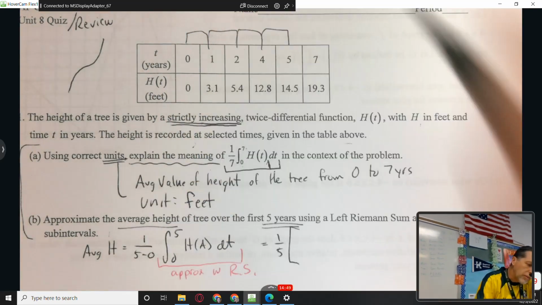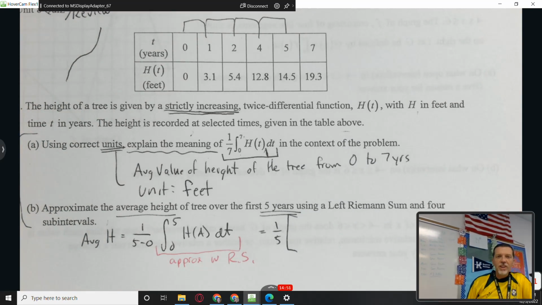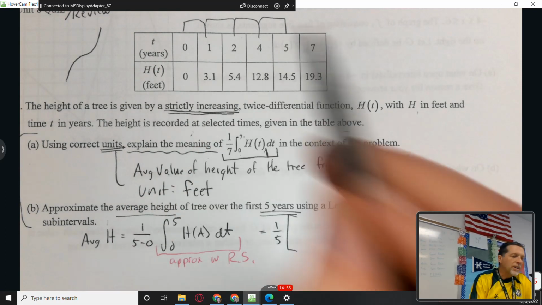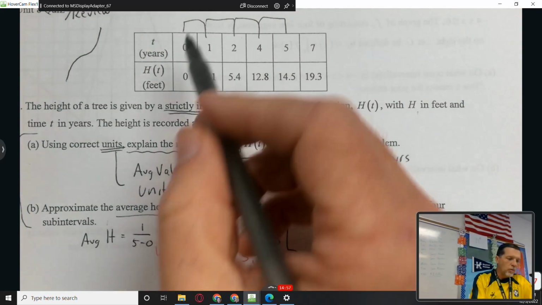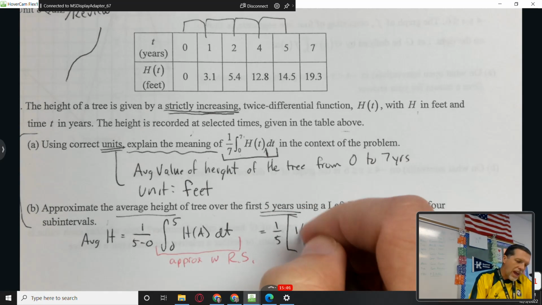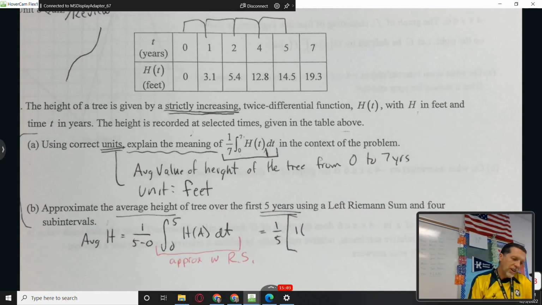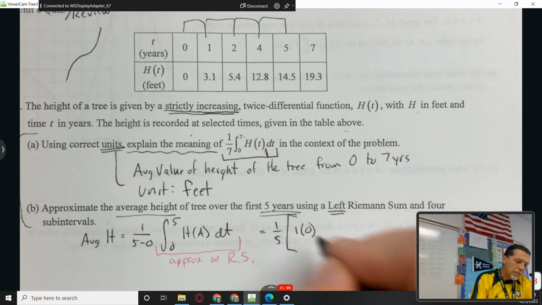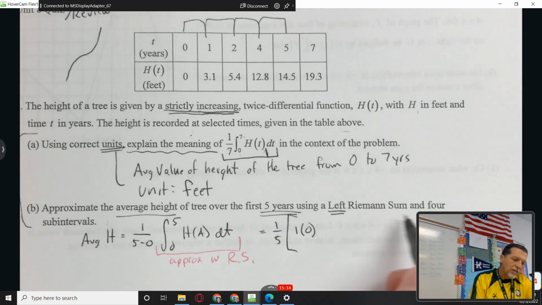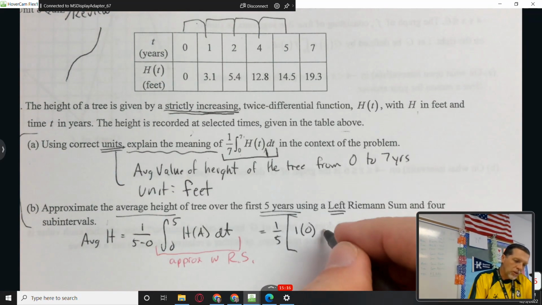If I'm drawing my rectangles to visualize this, the first rectangle, how wide is it? 1 wide. And how tall is the first rectangle? 0, because we're using a left Riemann sum. Now that means you could leave that out, but I would include it because I'm trying to keep track of my rectangles. So the first rectangle is 1 times 0.